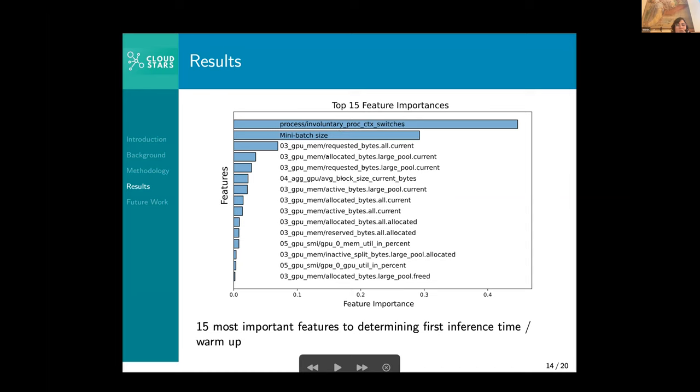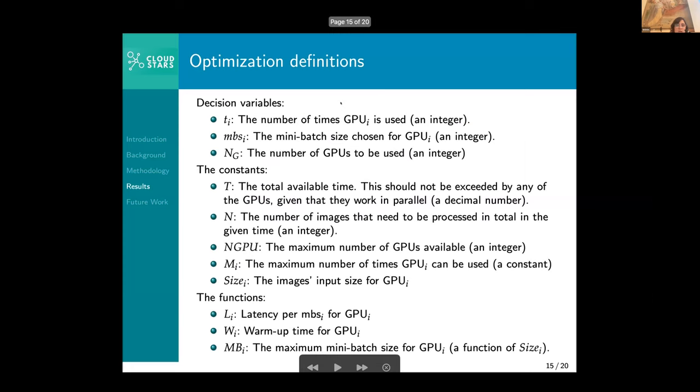A high number of those can indicate system bottlenecks. Then obviously minibatch size has a big influence, and GPU current memory, both requested and allocated, as well. So this helped us for defining the optimization problem later on.